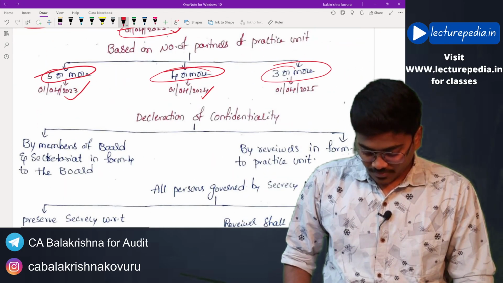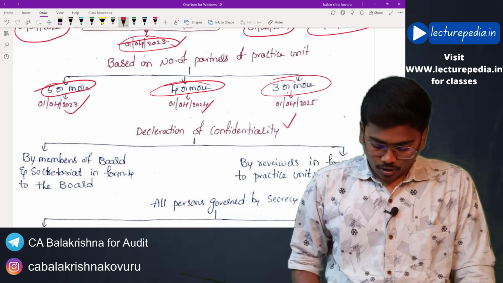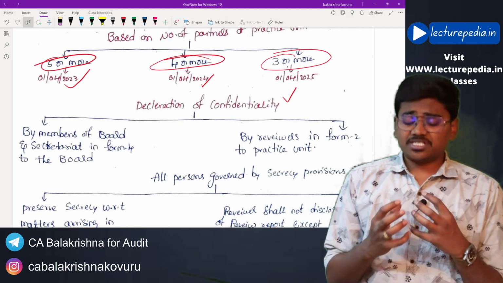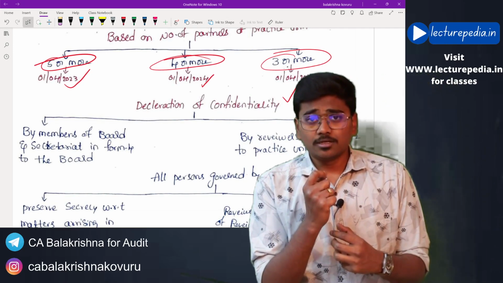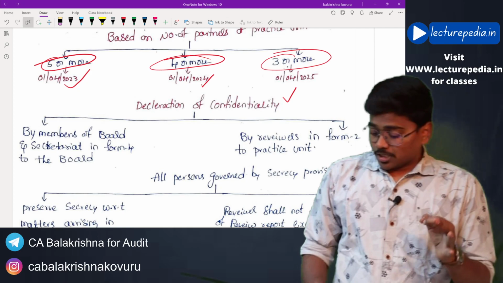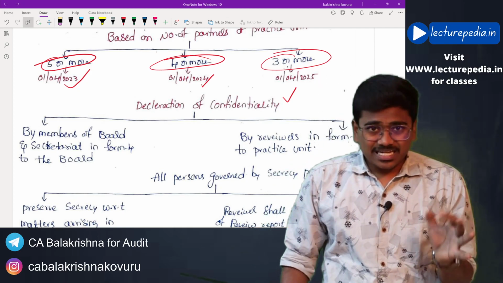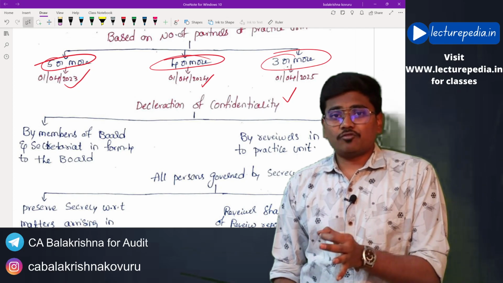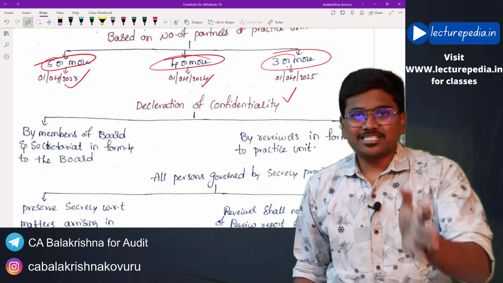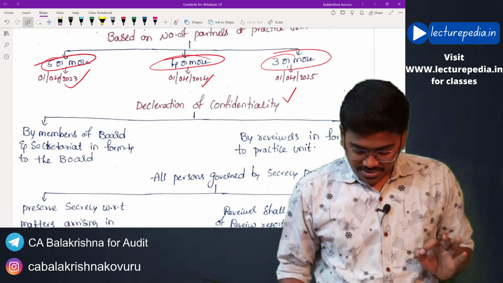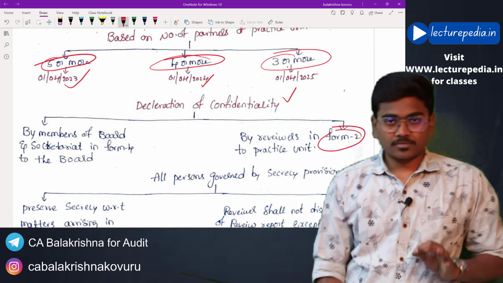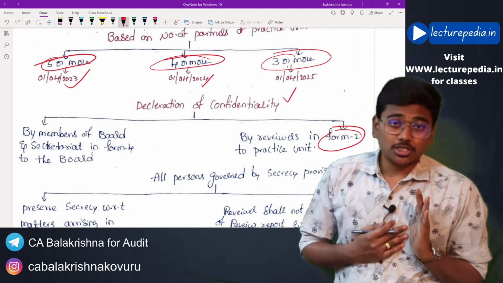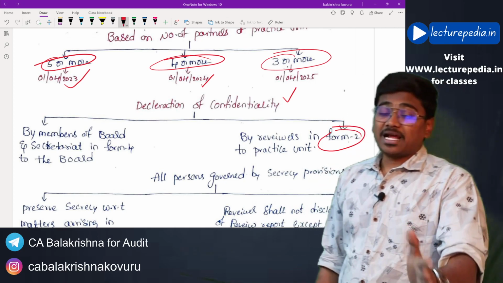Next, declaration of confidentiality. All the people who are associated with this process of peer review have to maintain confidentiality. The peer reviewer and his staff have to submit a declaration of confidentiality to the practicing unit. This has to be submitted in form 2. Peer reviewer and his staff must submit declaration of confidentiality to the practicing unit.